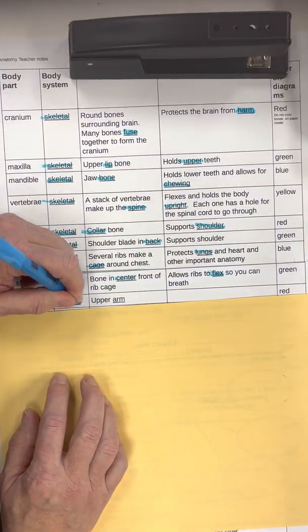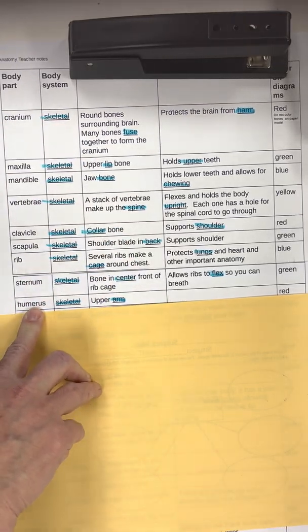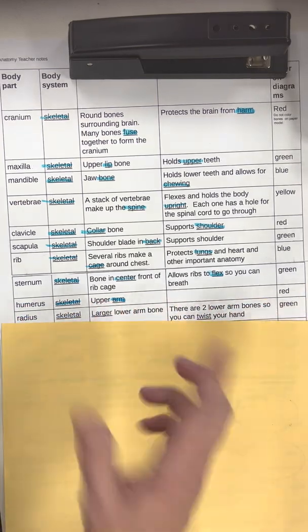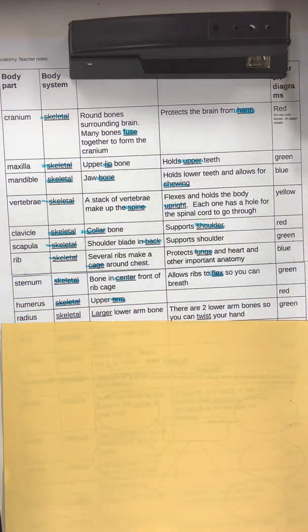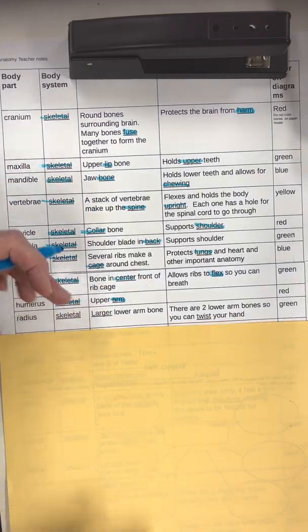Humerus, skeletal. It's the upper arm. It's spelled different than funny, just so you know. It's the upper arm. I don't think there's really anything else. Some of these are blank on the function because it's the upper arm. I didn't really know what to write in there.